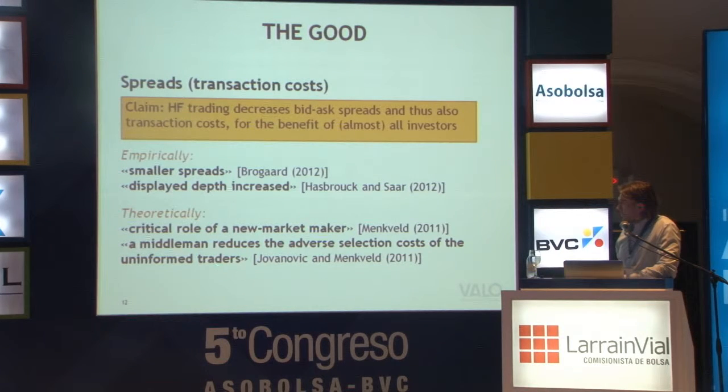There are also theoretical papers around this, and they are based on a finding that in Europe there used to be a stock exchange called Chi-X or Chix. It's nowadays with BATS. And when it was launched, it became a competitive force to Euronext. And there was a new market maker that entered Chi-X. And what they find is that this new entrant decreased the spreads immediately.